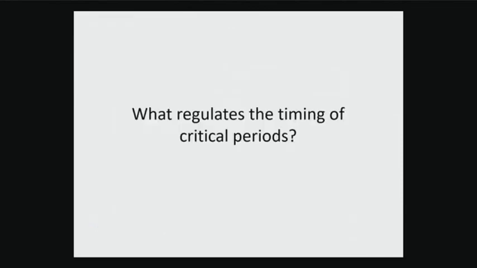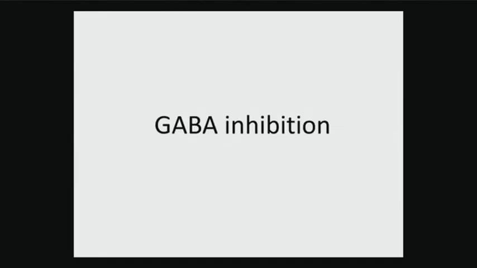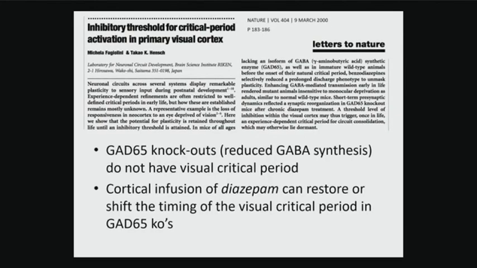So then the question is, what regulates the timing of critical periods? Quite a few things do, but there's one thing in particular that's familiar: GABA inhibition. One of the seminal studies looking at critical period regulation involved GABA. They could delay a critical period or prevent it from even happening by knocking out GAD65, knocking out GABA synthesis. They could also raise a mouse in the dark, with no visual inputs, so their visual critical period never happens.